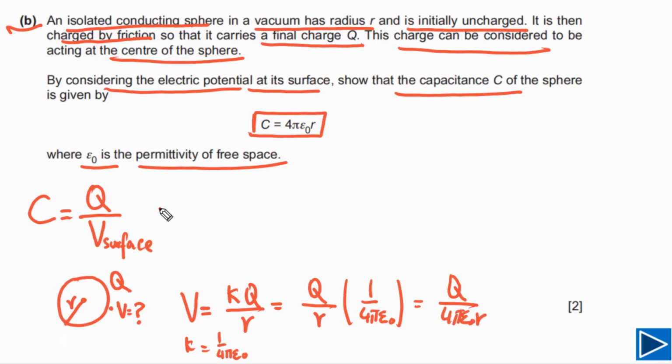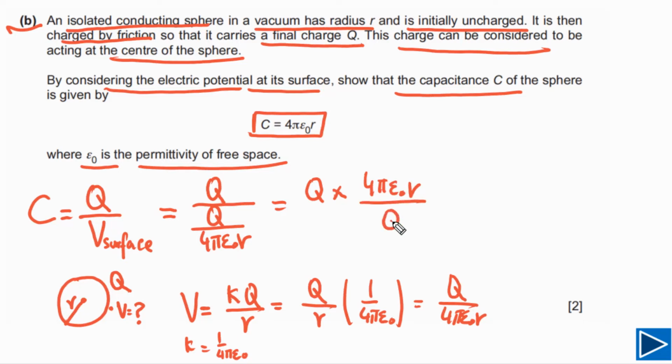Now we simply need to plug in these values here. So we can write down here Q divided by Q over 4 pi epsilon naught times R. Simply we can write down Q multiplied by 4 pi epsilon naught R divided by Q. Then we can cancel this Q with this Q. So we are left with 4 pi epsilon naught R.